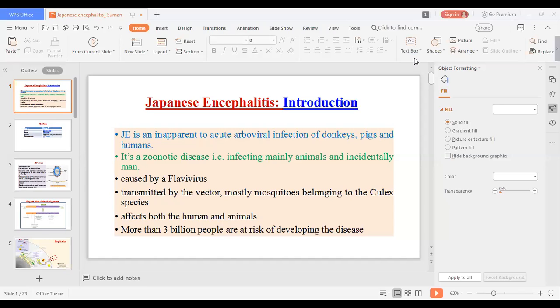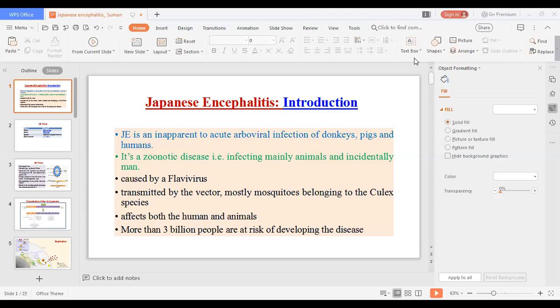Japanese encephalitis, or JE, is a viral borne disease. Particularly, it is an inapparent to acute arboviral infection of donkeys, horses, pigs, including humans. It's a zoonotic viral disease. It is infecting mainly animals and incidentally humans.